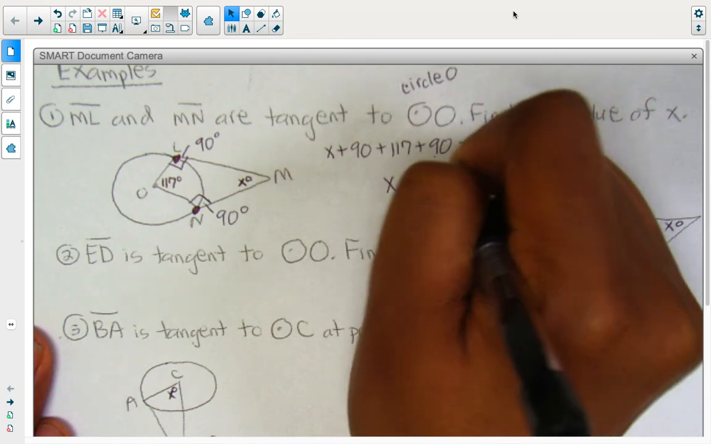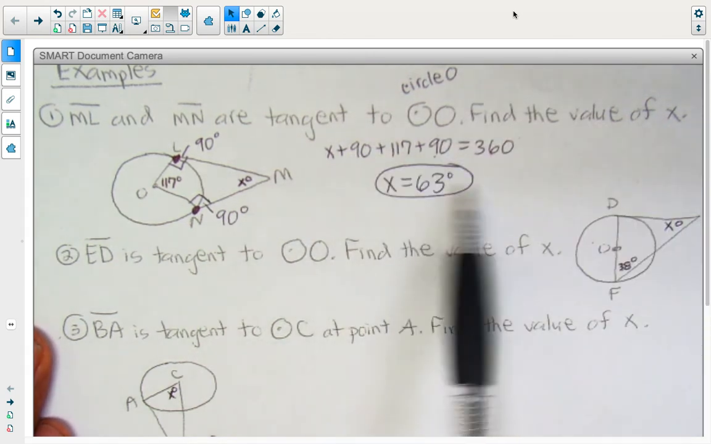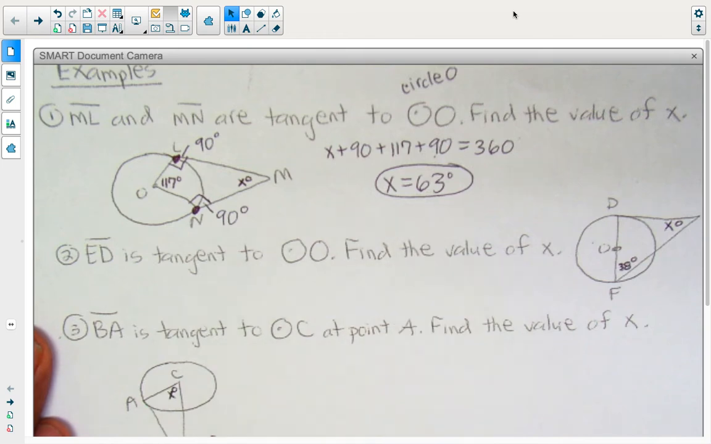I didn't go through that solving part. That should be something we know how to do. Add all these up, subtract that number from 360. We find that X is 63 degrees. So that's the answer for the first one.